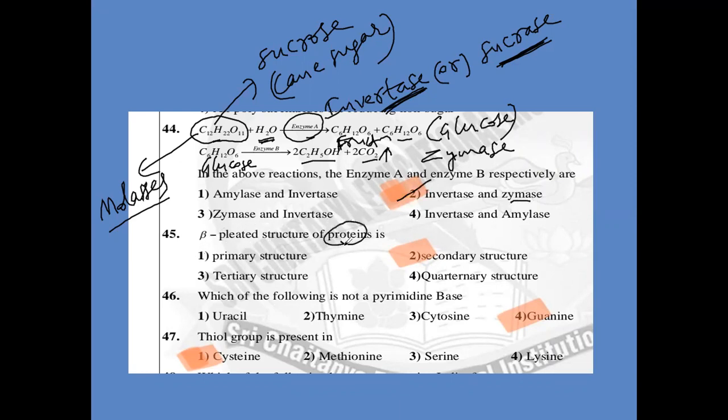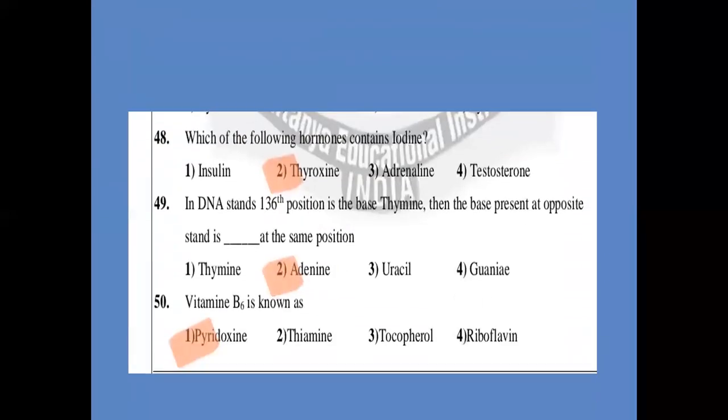Next, proteins are out of syllabus, and nucleic acids are also not there. We don't have these in the syllabus this week. From biomolecules, we only have carbohydrates. Hormones are not there, DNA and nucleic acids are not there, vitamins are not there. At least, vitamin B6 is known as pyridoxine, which you must have learned in class 10.